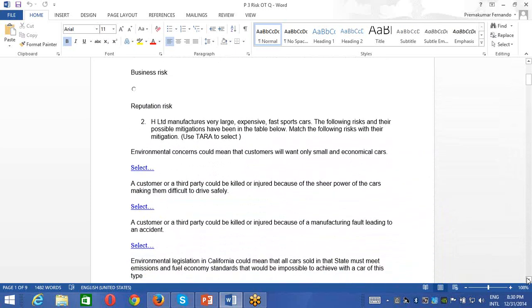Next one, you have to select the TARA. That is, for each of the items, you must decide whether it should be transfer, avoid, reduce, or accept. So remember the risk response strategies we have. Here they are manufacturing large, expensive, fast sports cars. The following risks and their possible mitigations are in the table below. So match the following risks with their mitigation.